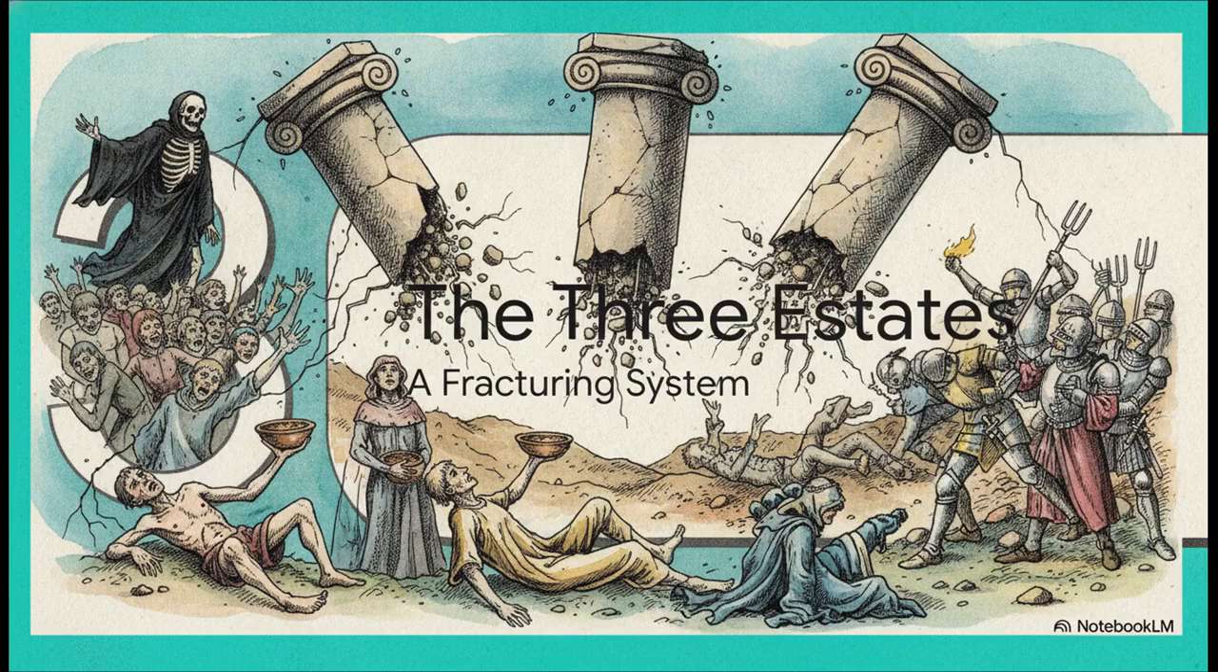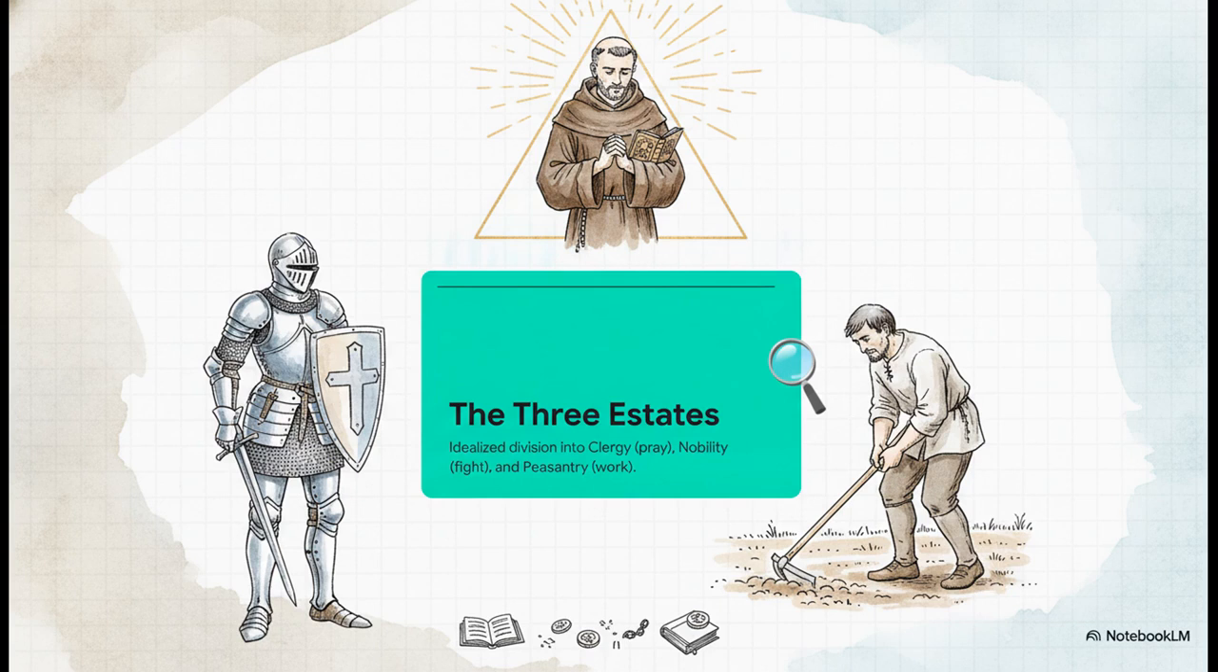Section 3. The Three Estates, a fracturing system. So what did that social order actually look like? Well, for centuries, the church had preached this very neat, idealized system called the Three Estates. Think of it as a perfect, divinely ordained triangle. You had the clergy, those who pray, the nobility, those who fight and protect, and the peasantry, those who work the land. Everyone supposedly had their place, and you definitely didn't step out of it.